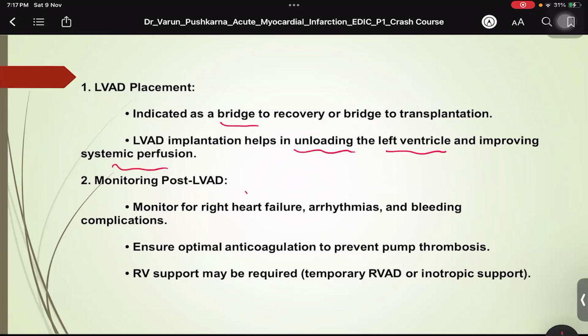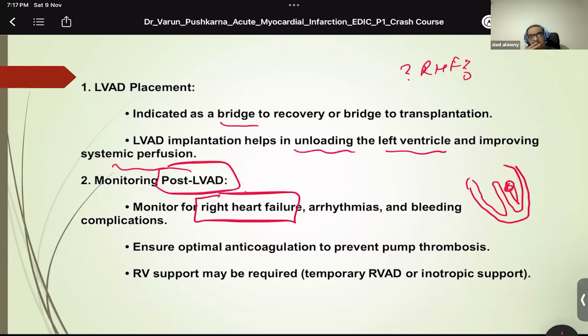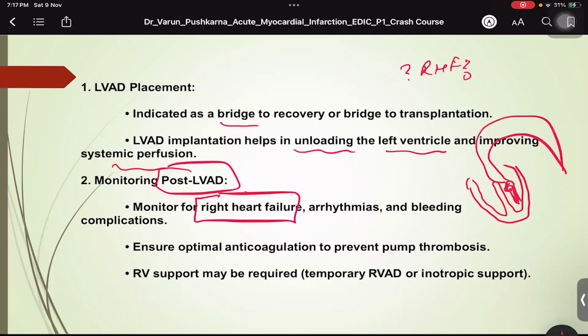What do you need to check in the patients who have been put on LVAD? You monitor for right heart failure. Why does right heart failure occur in these patients? Any idea? No. Okay. So this is LVAD. It is basically pumping the blood into the aorta, right? Yeah. So now the thing is that this LVAD is not a pump device. It's basically a motor.